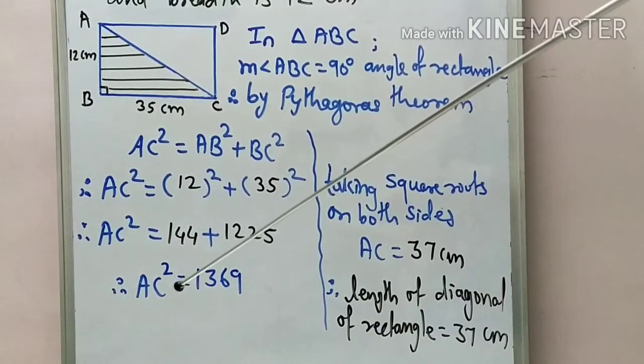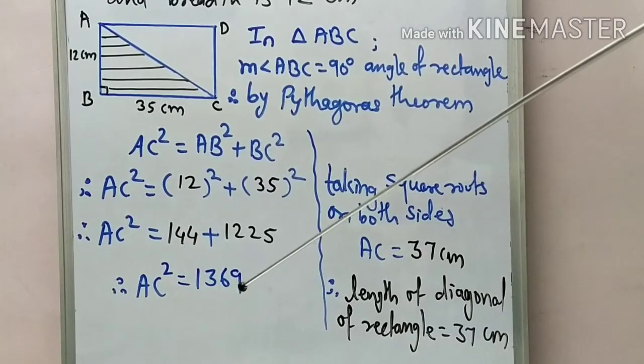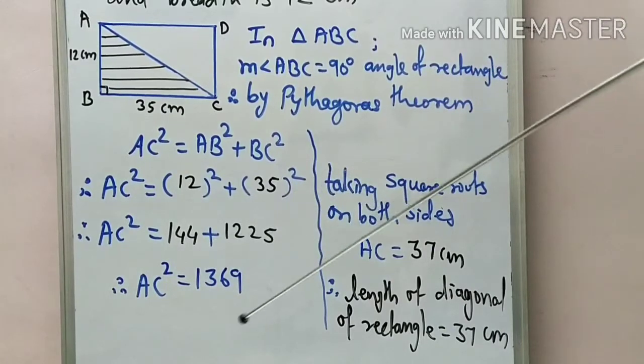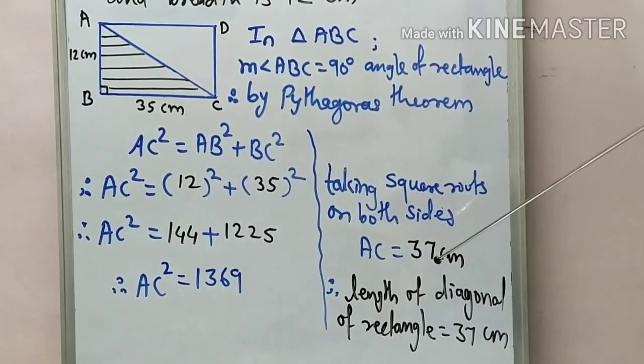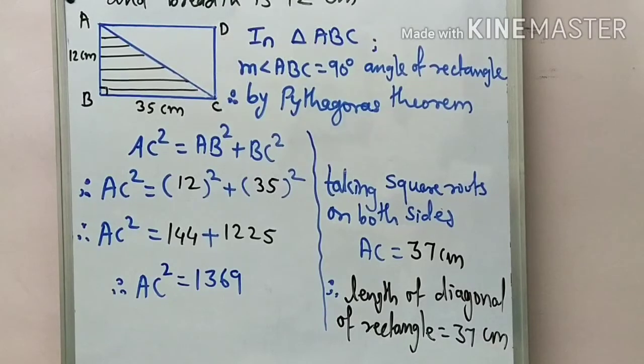Its AC square is equal to 1369, and as we take square roots on both sides, AC is equal to the square root of 1369, which is 37, and the unit is centimeter. AC, the hypotenuse of that right angle triangle, is the length of the diagonal of the rectangle, which is 37 centimeter.